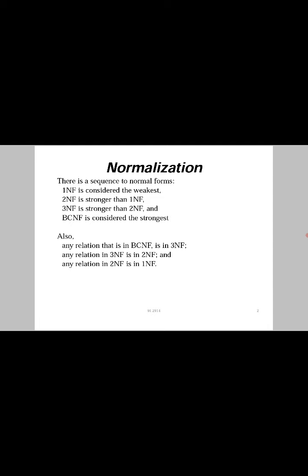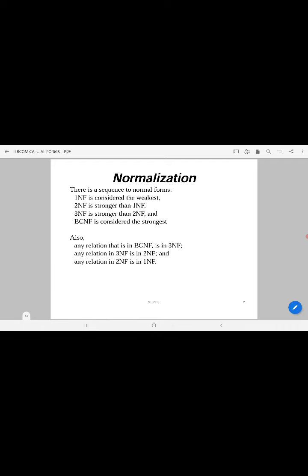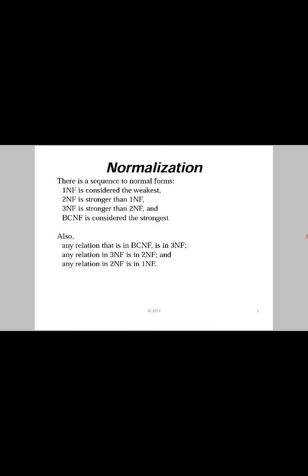A relation or a table is said to be in third normal form if and only if it is in second normal form, and a table is said to be in second normal form whenever it is already in first normal form. A relation is said to be BCNF whenever it is in third normal form, second normal form and also in first normal form. So this is the sequence of doing normalization. The process of applying normal forms is called normalization.